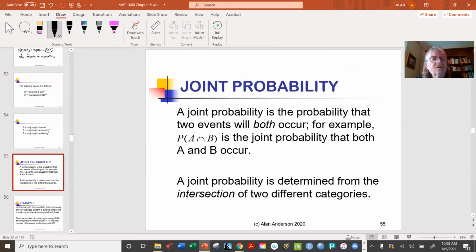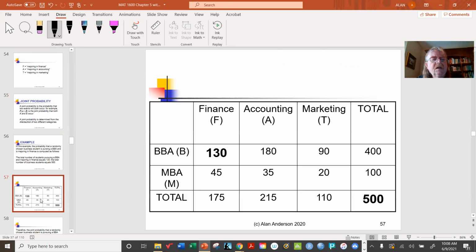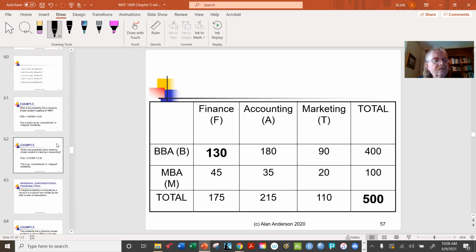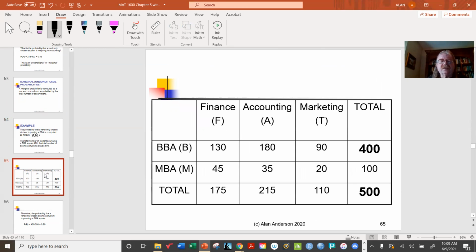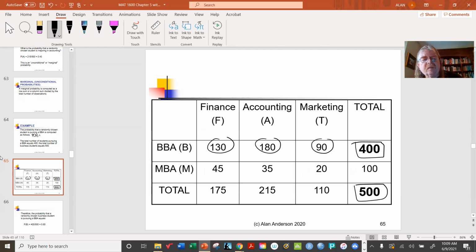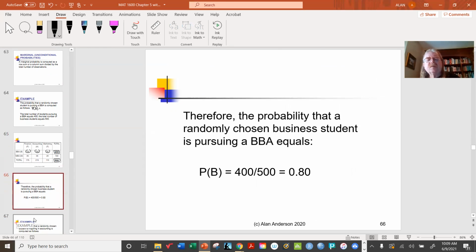Well, the totals mean that we're only interested in one thing. For example, let's jump ahead a little bit. Suppose I'm only interested in knowing the probability that a randomly chosen student is getting a bachelor's degree. I don't care about their major. So I'm going to count up all the bachelor's degree students, the ones majoring in finance, accounting, and marketing. The grand total is 400, as you can see right here, out of 500 in the entire business school. And so based on the logic we've seen up to this point, this probability must be 400 out of 500, which is 0.8.